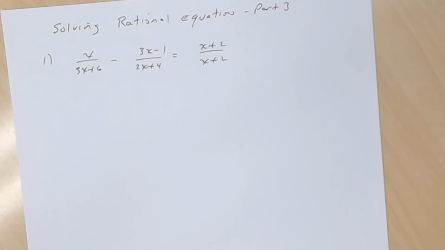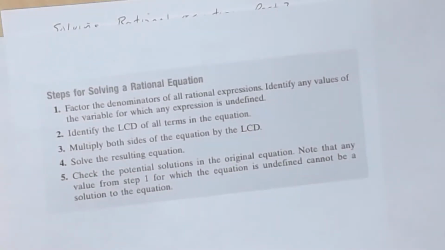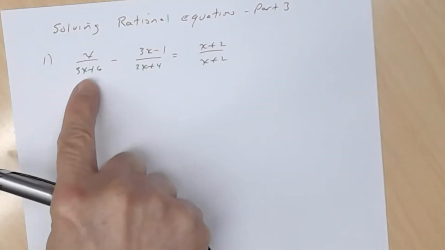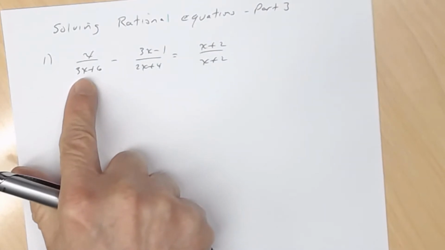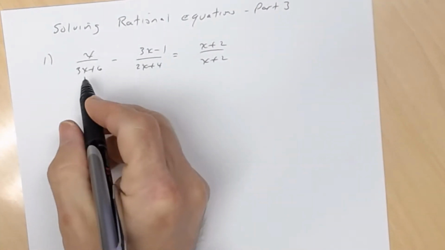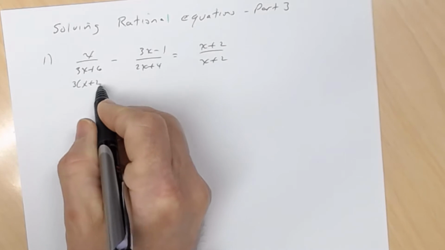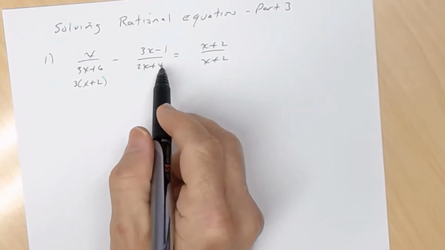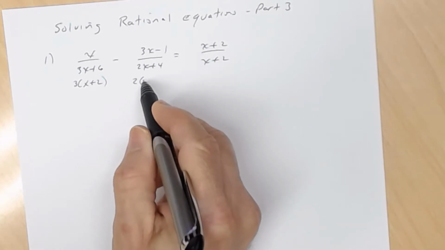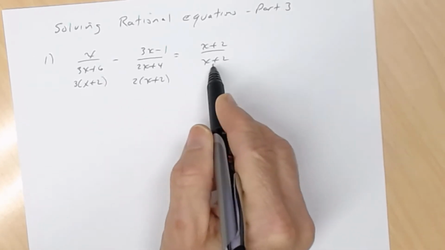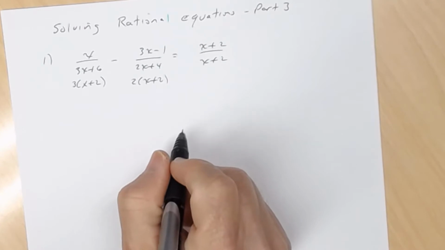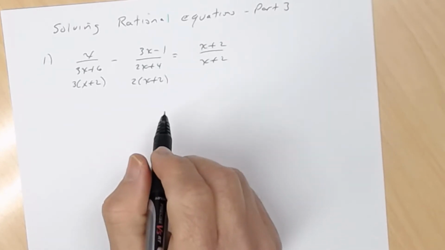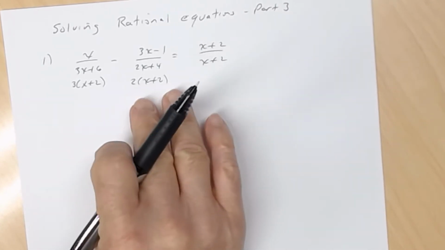All right, now I want you to know that the first thing you have to do, remember, step 1, is to factor the denominators. So if you look at this one here, I can factor 3x plus 6 as 3 times x plus 2, right? Okay. I can factor 2x plus 4. I can write it as 2 times x plus 2. And then x plus 2 here I can't factor. It's prime. So step 1 is to factor.